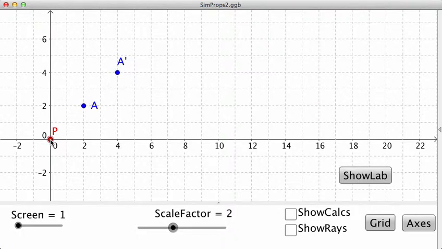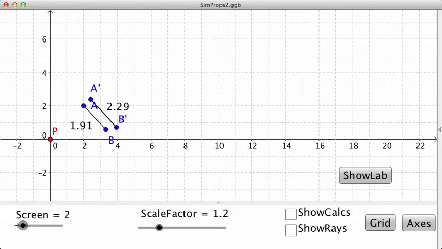We would measure the distance from P to A, and then on that line that we drew through PA, we would plot another point A prime that is exactly twice as far from P as A is from P. Now that twice as far comes because we set the scale factor at 2. If we set the scale factor at 1.5, it means that the distance from P to A prime is 1.5 times the distance of P to A.